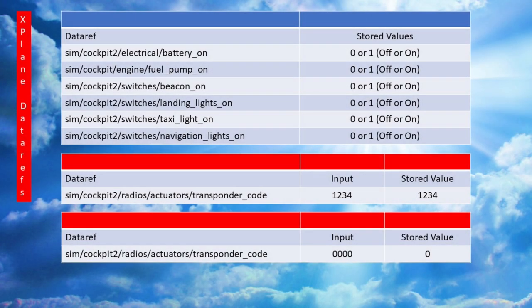Now, a bit remiss of me, but I should have pointed out when we were going through this that if you enter a transponder squawk code of 0000, then X-Plane simply stores this as one single zero, which means that it's only the first three leading zeros of a squawk code that are being ignored and not all of them.